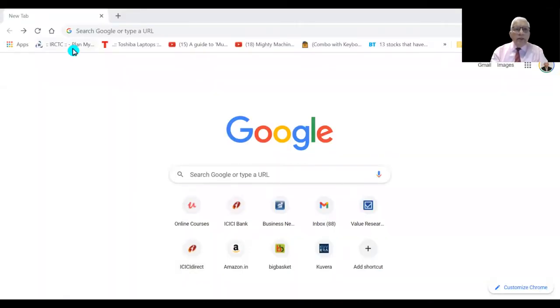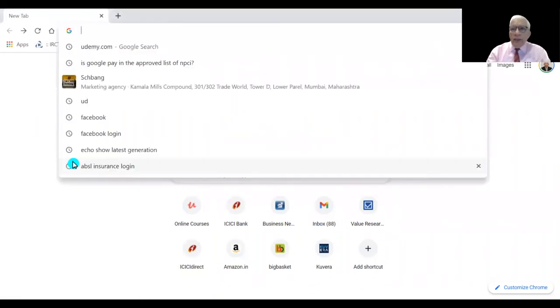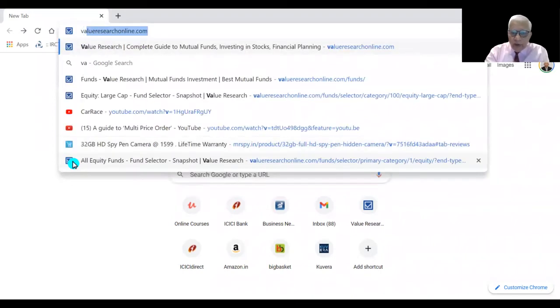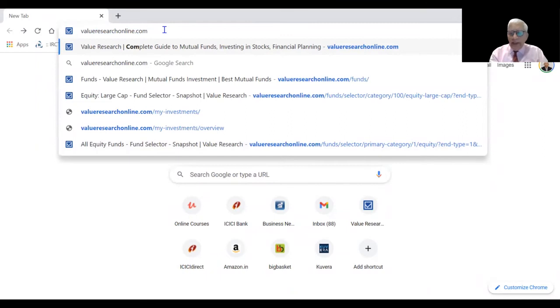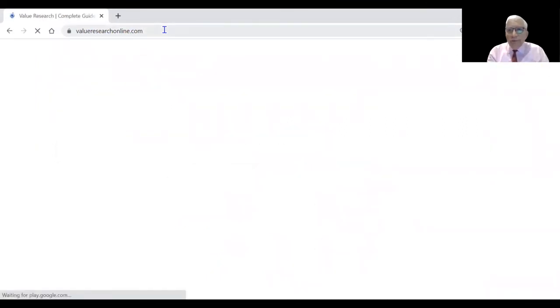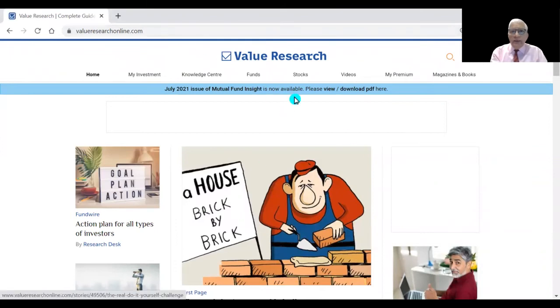Now let's go to one important website. Let's look at this website. The name of the website is valueresearchonline.com. The name is contained in the course material which is attached to the course. This is the name of the website. If I click on this, this page will open. This is the general page which will open after clicking on valueresearchonline.com.